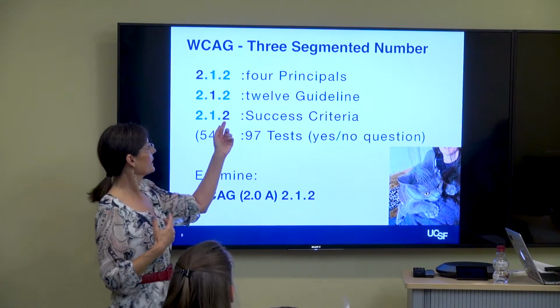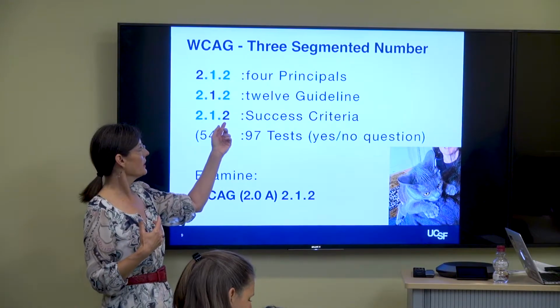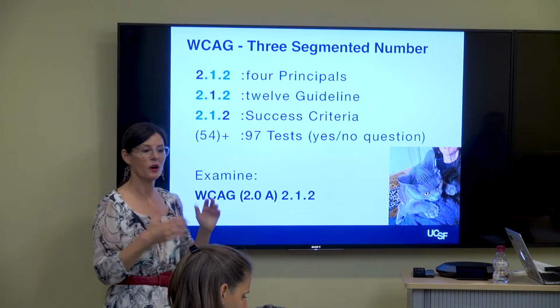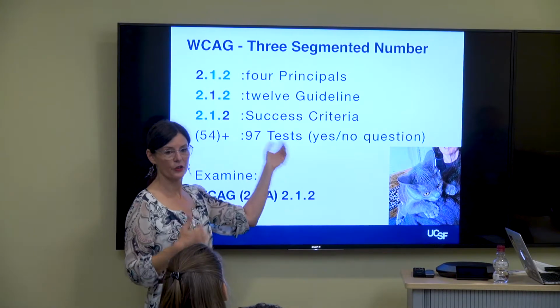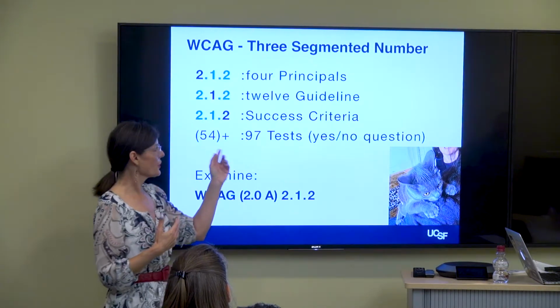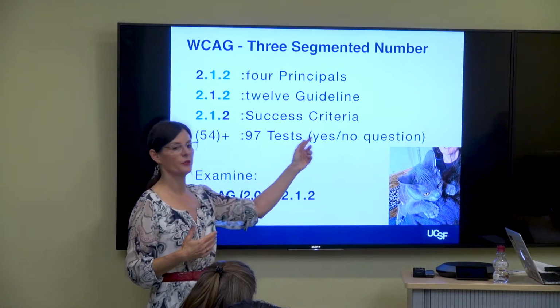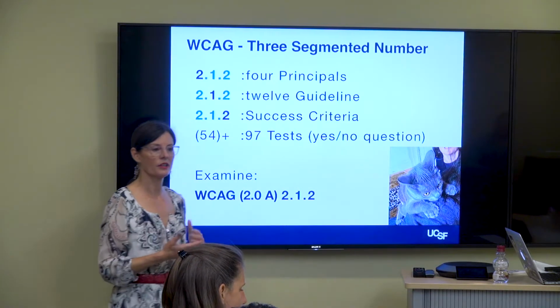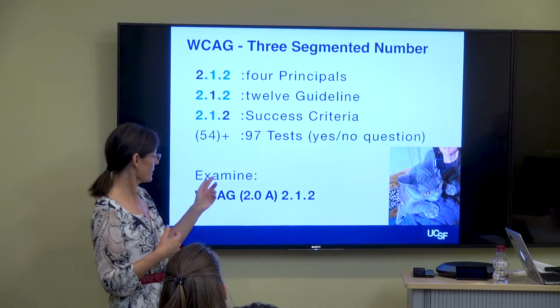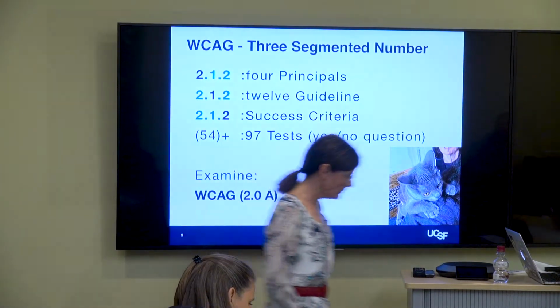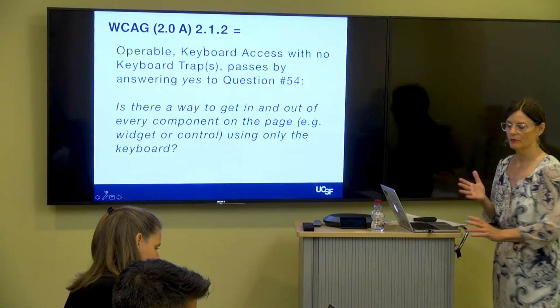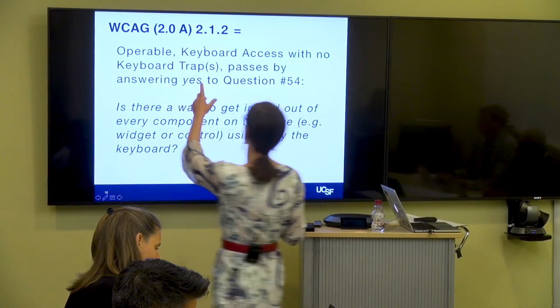And then this third number is a success criteria. You are successful if, and then there are tests that are associated with each number. It breaks it down. The tests are broken into yes/no questions. So you are successful if something passes. So we're going to examine this particular number and break it down, these 3 numbers.